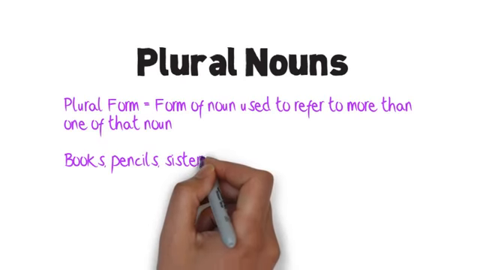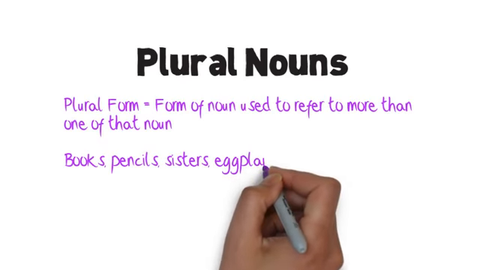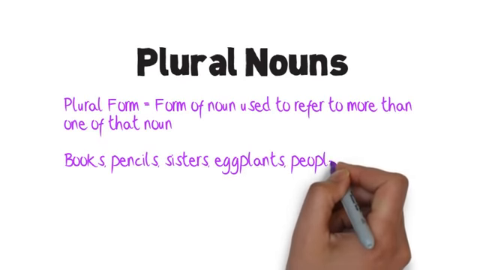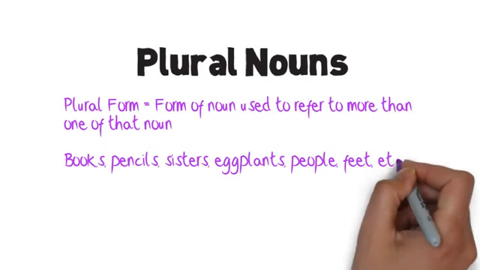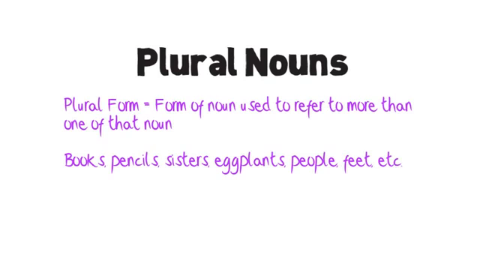However, there are some exceptions in English. Person becomes people, foot becomes feet, and so on. But generally, it's quite simple in English. Unfortunately, it's a little more complex in German.